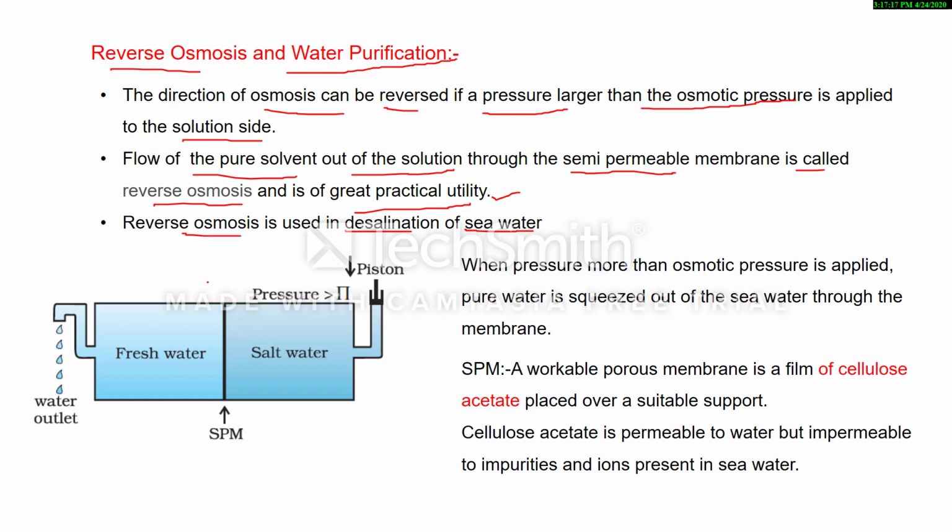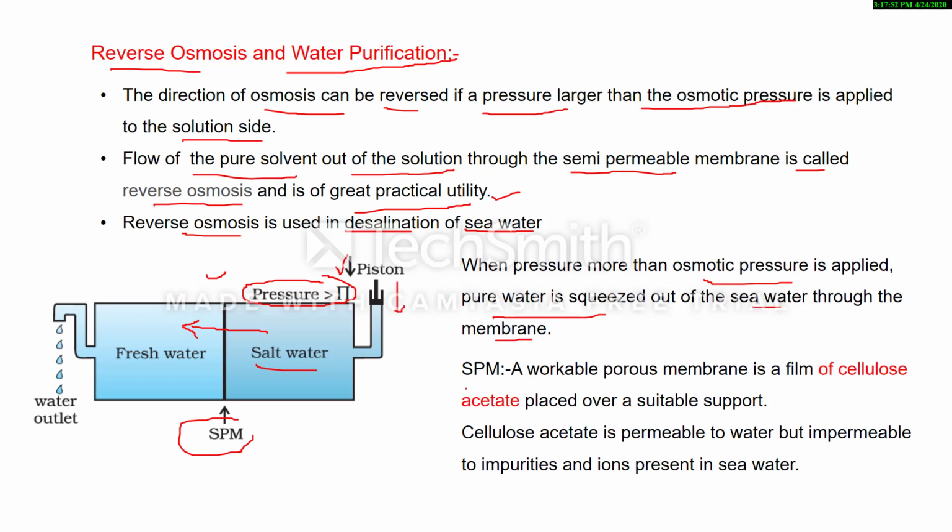Now just see this diagram. In this case, there is salt water, and this is the continuous flow of this salt water to this one. This is one SPM, the semi-permeable membrane, and on this side, if the pressure we are applying is greater than the osmotic pressure, then pure water will flow from this side to this side and we will get the fresh water. When pressure more than osmotic pressure is applied, pure water is squeezed out of the seawater through the membrane.